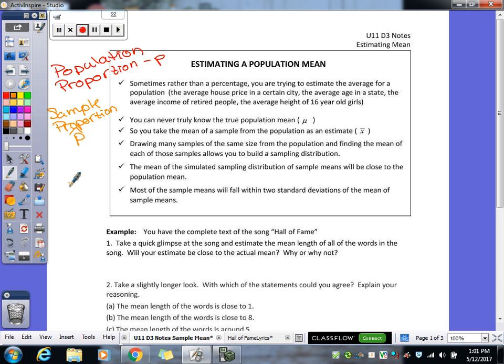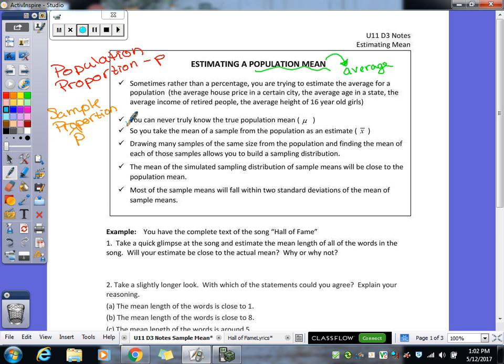So we are doing that same thing. Instead of talking about a proportion this time though, we're talking about the population mean. So what is our mean though? Mean is our average. So instead of finding the proportion of red beads out of our sample, we're trying to find the average of our numbers, and then using our sample averages to try to estimate what our population average is going to be. So sometimes rather than a percentage, you're trying to estimate the average.